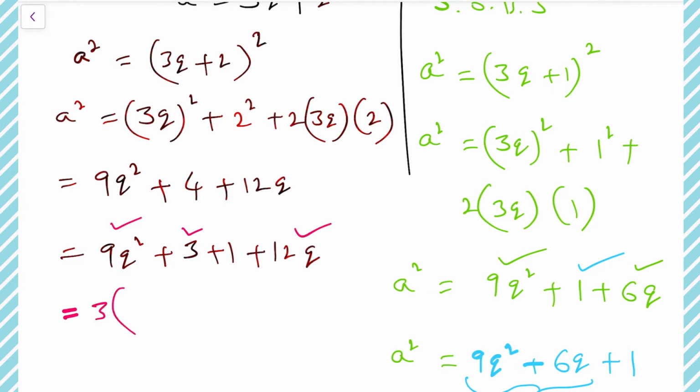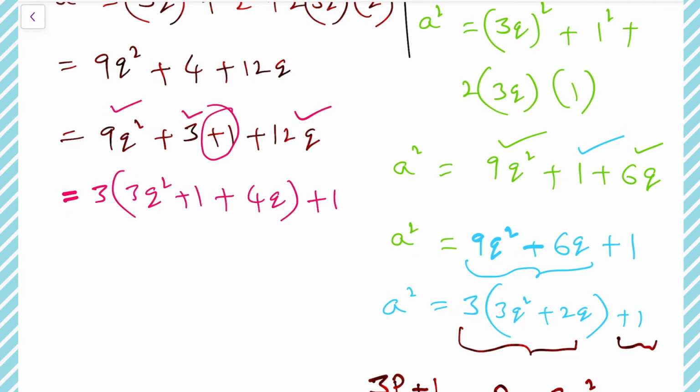Okay, now from the first term, second term and fourth term, I will take out 3 common. So what remains is 3q square plus 1 plus 4q. The remaining term as it is, I'll write plus 1. So now again if we compare this, this is also in the form of 3p plus 1, where p equals 3q square plus 1 plus 4q.